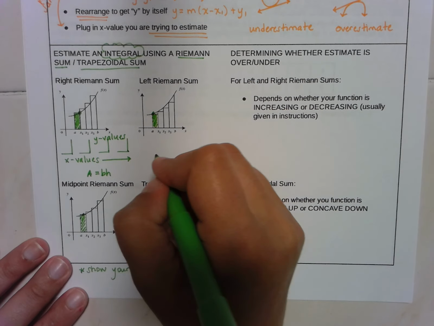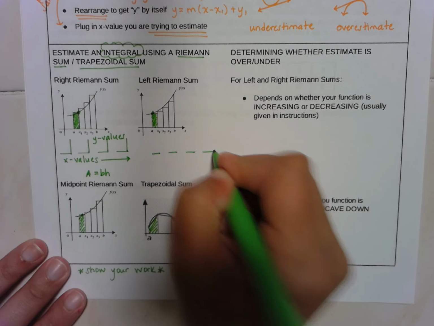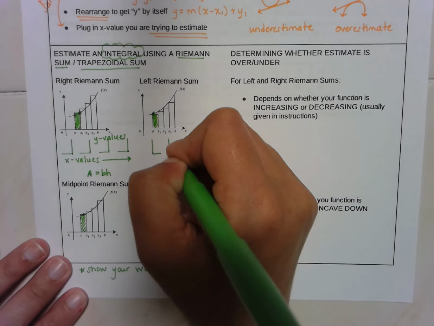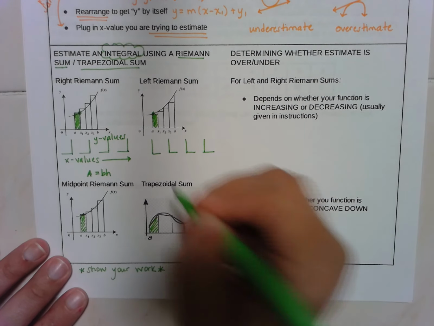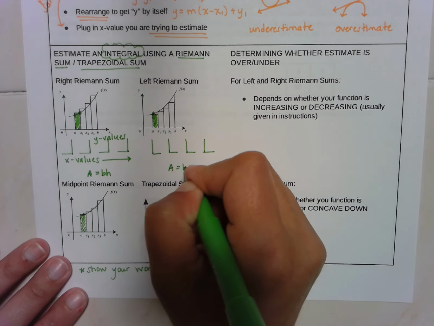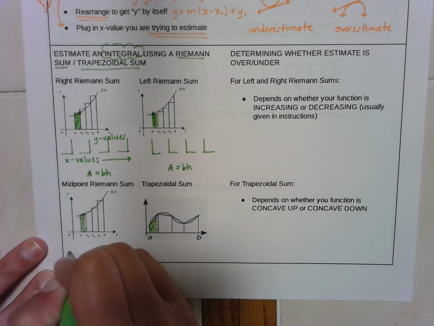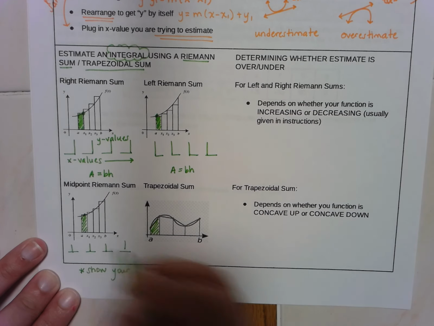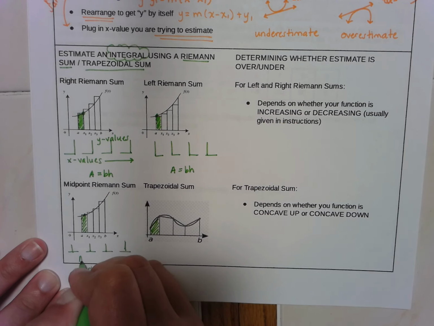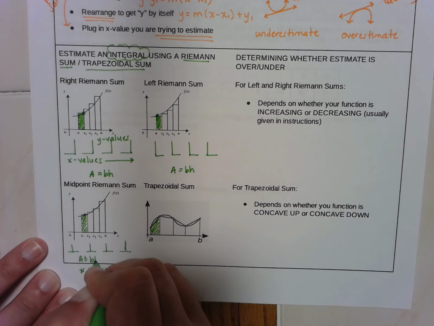Now, similarly, for a left Riemann sum, if we had 4 subintervals, the only thing we would change is we would draw the height of those rectangles on the left side, and the area would still be base times height. For a midpoint Riemann sum, if we have 4 subintervals, we said you would draw your height right in the middle, and your area would still be base times height.